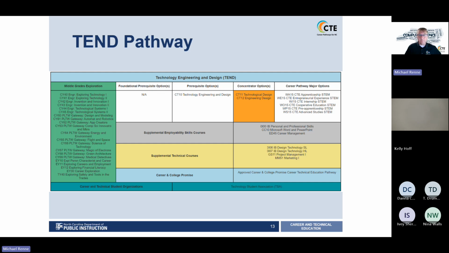CT11 and CT12 remain local assessment, mostly because enrollment in those courses statewide are pretty low. So if you're offering those courses in the pathway, those are still locally decided assessments. But again, CT10, because enrollment is so high across the state, will have that state assessment.